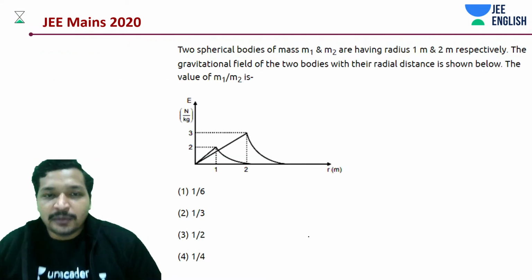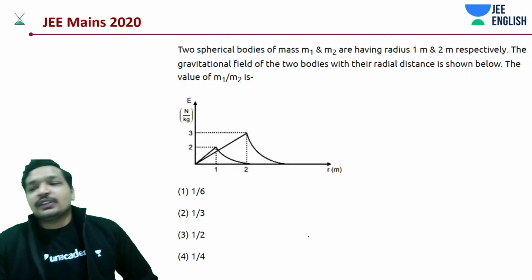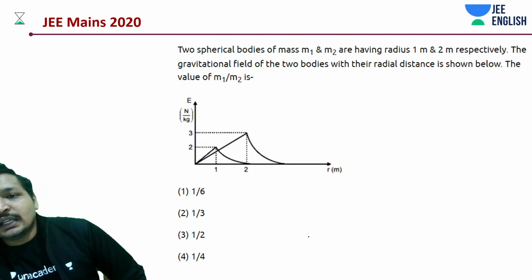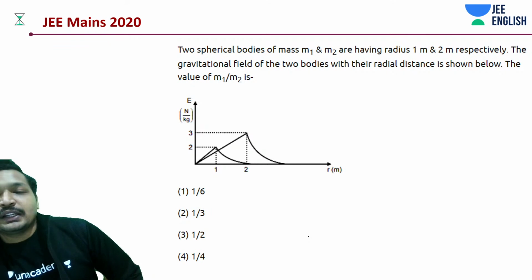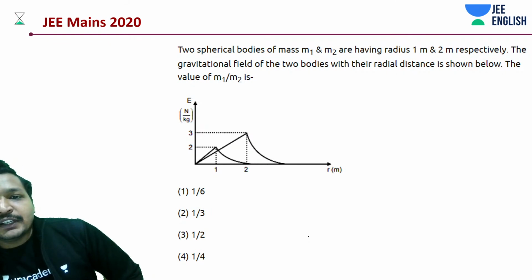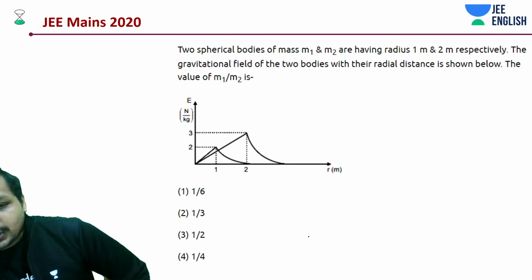Alright, let's get to the next problem then. There are two spherical bodies of mass m1 and m2 and they are having a radius of 1 meter and 2 meter respectively. The gravitational field of the bodies with the radial distance is shown below. The value of m1 and m2 is how much?